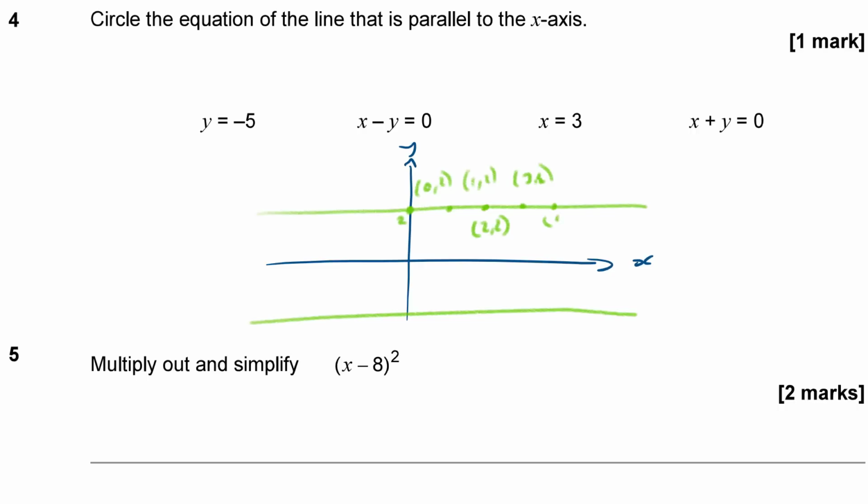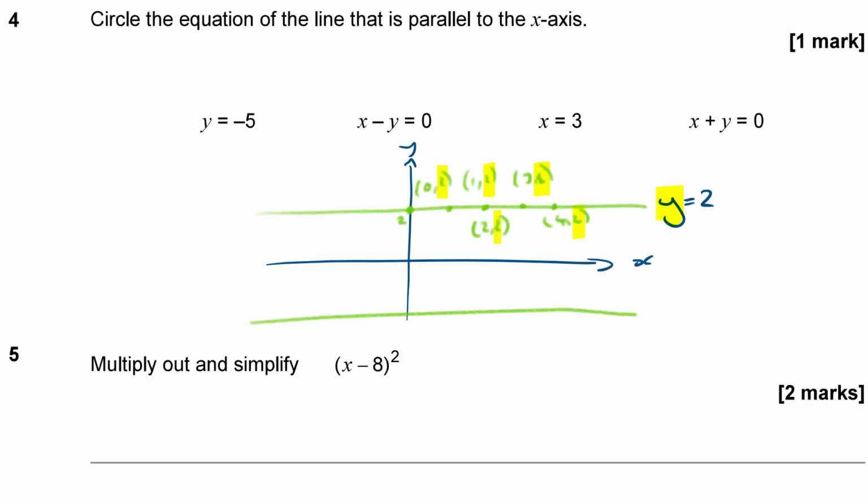And what all these points have in common is that their y coordinate is equal to 2, which is why this line has the equation y equals 2, and that is true for any line that is parallel to the x-axis. It's going to have an equation that y is equal to whatever that y coordinate is.